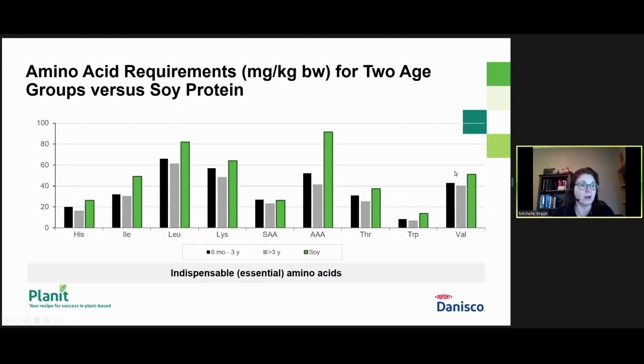The next slide shows how one plant source, soy protein, stacks up to those requirements. As you can see, soy meets the needs of children and thus adults by supplying the essential amino acids in the right proportions to meet needs. Digestibility is taken into consideration in the values that are shown here. An isolated soy protein has been shown to be on average about 97 to 98% digestible.